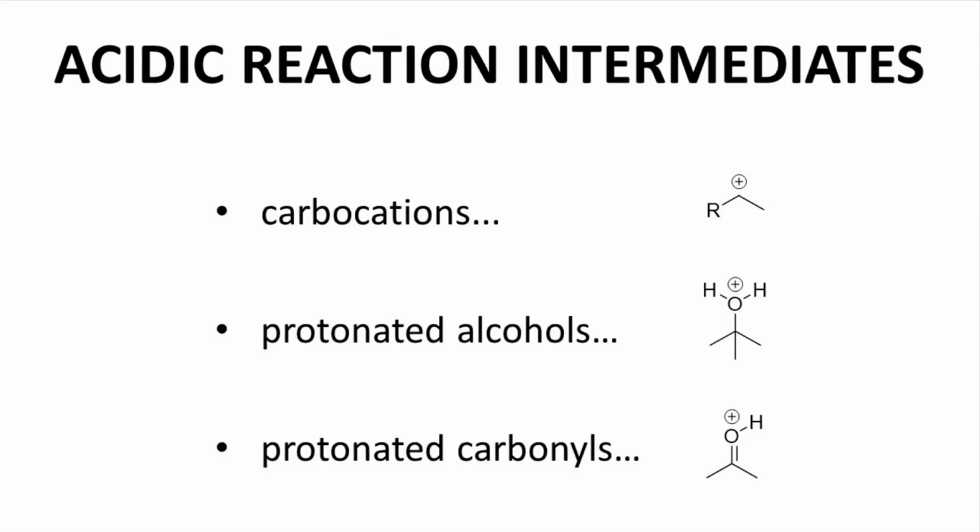Notice that the reaction intermediates that are formed can also serve as acids. Carbocations can be deprotonated, loss of a beta hydrogen to make an alkene. That is an E1 reaction. Protonated alcohols can be deprotonated. This same goes with protonated carbonyls. So keep in mind that these intermediates are acidic, strongly acidic.